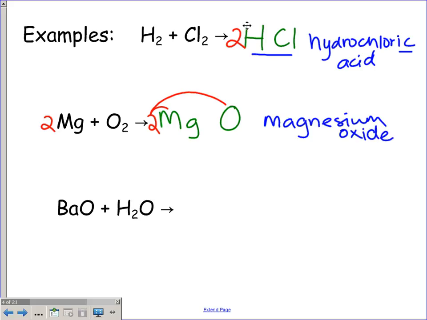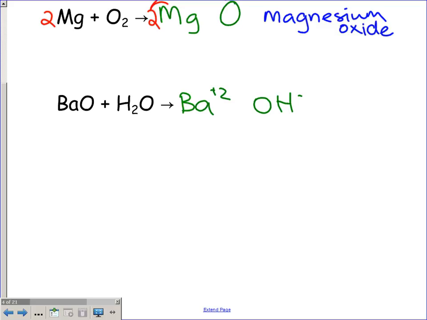And lastly, barium oxide plus water. This is going to be that classic example of a metal oxide plus water. And I know this is a metal oxide because I have barium, which is a metal, and oxygen. So barium oxide and water is going to form barium hydroxide. Barium has a +2 charge, and hydroxide has a -1 charge. And hydroxide is a polyatomic ion, so we need to remember that when we go about balancing and writing our formula, because that's going to affect how we write our formula.